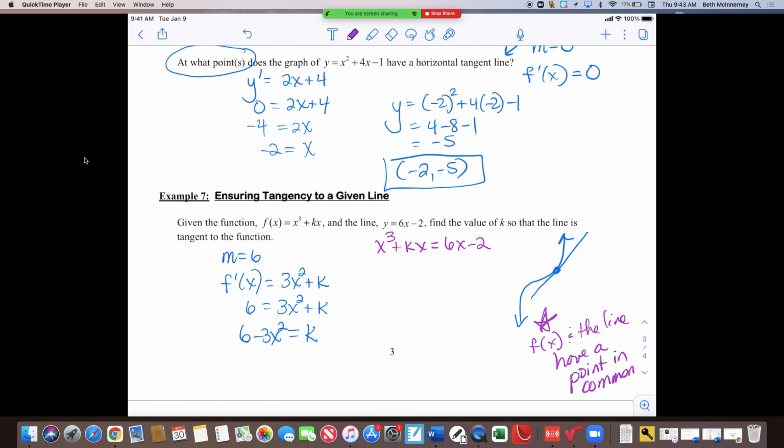That's definitely an option. Yeah, substitute k. Now, Michael, you really could have solved it for k and then set the two equal. It will do the same job. So what is that? X cubed plus 6x minus 3x cubed equals 6x minus 2. Negative 2x cubed. Oh, the 6x's cancel. Oh, this worked out beautifully.